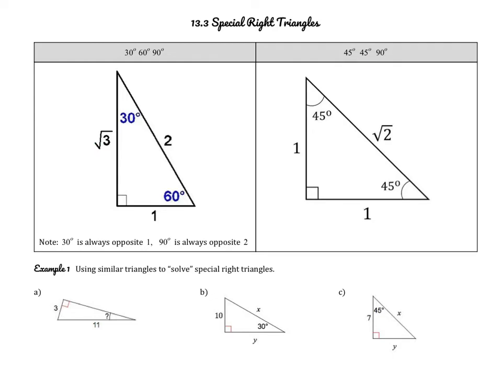Now for a 45, 45, 90 triangle, again we have two 45-degree angles and a 90-degree angle. The side lengths always follow the ratio of 1, 1, square root of 2. So notice that the two legs of the right triangle are both 1, and they're both the same length because this is just an isosceles triangle, so the base angles are congruent, so are the two legs. And then our hypotenuse is always root 2. So we can actually use these special right triangles, and we can create a similar triangle ratio to help us find missing sides of our special right triangles.